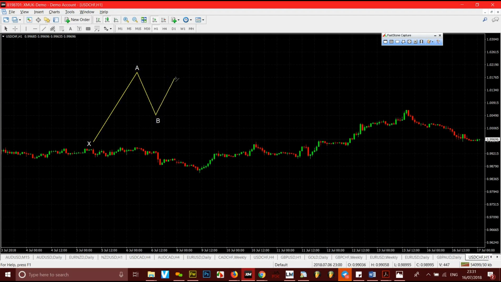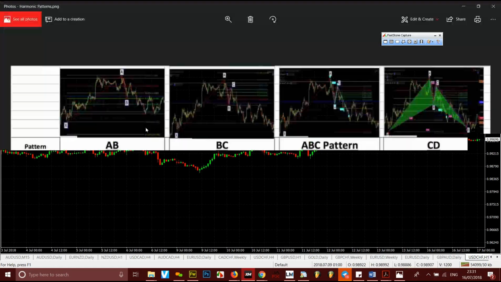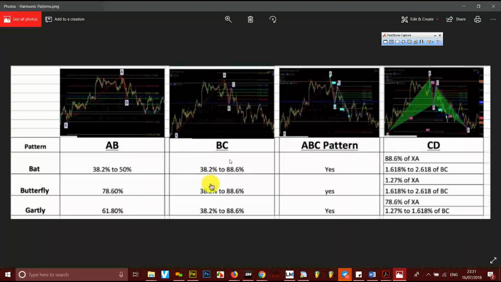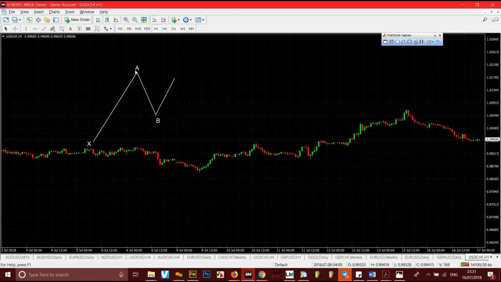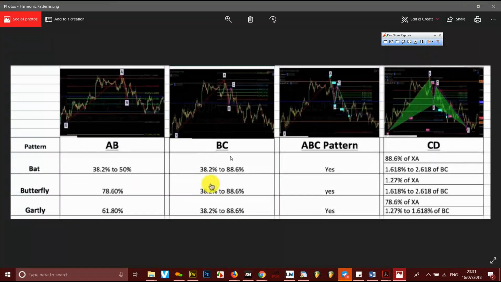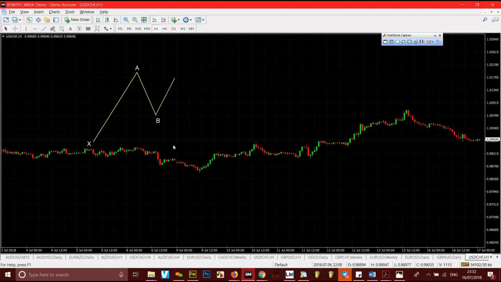Now, what does the rule say? This is that leg. You're looking for BC because your BC would be the pullback of your AB. So what is that leg? It has to be 38.2 or higher, meaning it has to at least touch 38.2. It can be higher. It can get up to 88.6, but it mustn't get to your A level.